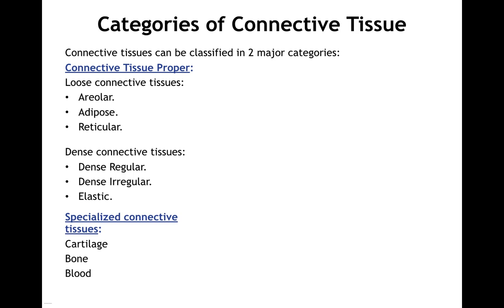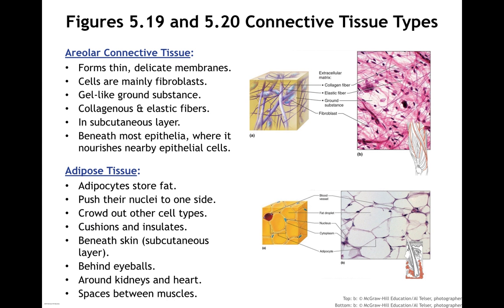So loose connective tissues would include areolar, adipose, and reticular, while dense connective tissues would include dense regular, dense irregular, and elastic. The specialized ones we'll talk about are cartilage, bone, and blood.